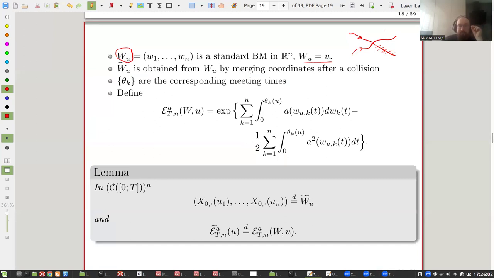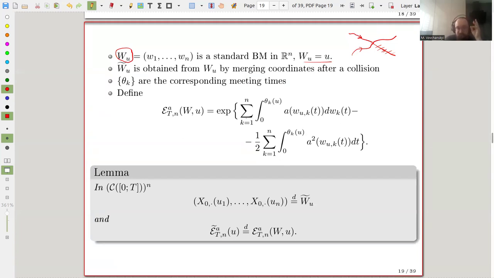Then we have the corresponding meeting times theta_k, and we can define this expression, epsilon capital A_t^n. It depends on our starting point and W. And the finite dimensional motion of the Arratia flow with no drift is exactly this system. And obviously, this also holds. So instead of the original stochastic exponent, we can consider this.